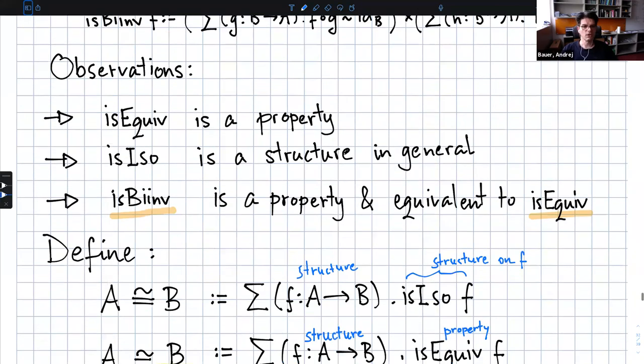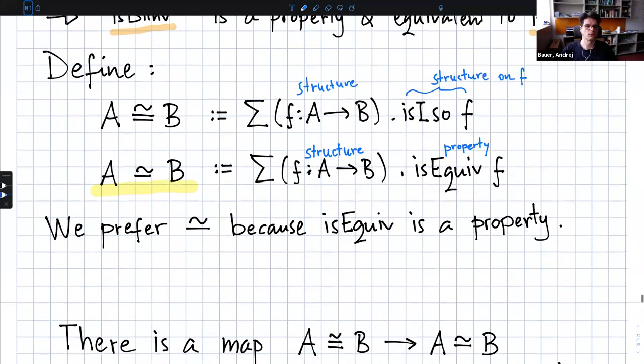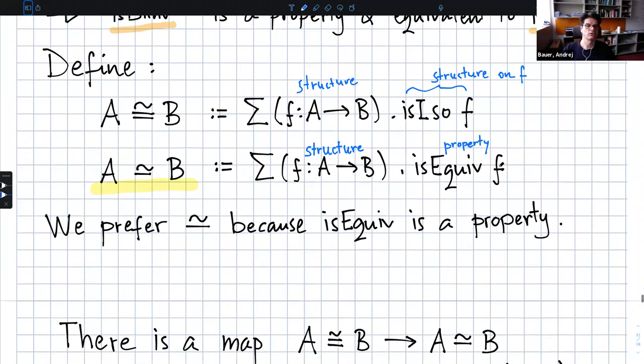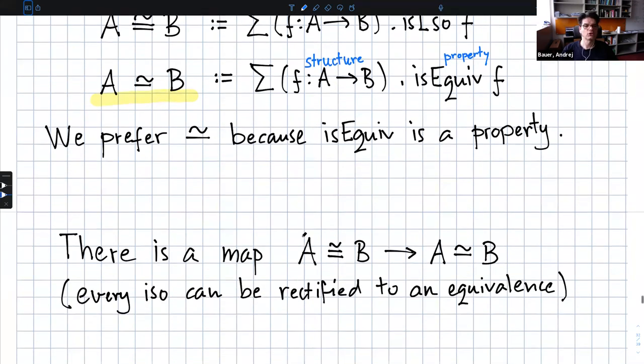Okay, so our official definition of equivalence is from now on going to be that there is an equivalence in this sense of is equiv, which is that F has the property that every pre-image of a point is contractible. However, in practice, if you want to show that two types are equivalent, but you don't care what the equivalence is, it suffices to show that they're isomorphic. If you have an isomorphism structure, you can turn it into an equivalence property.